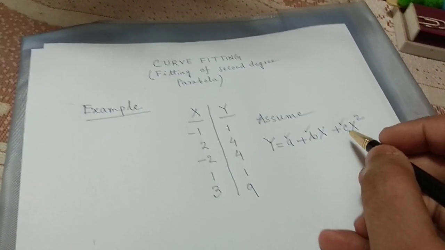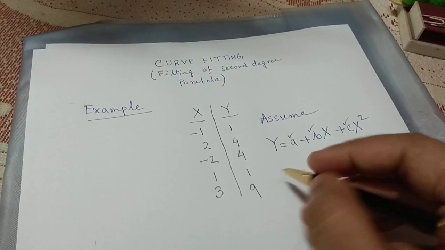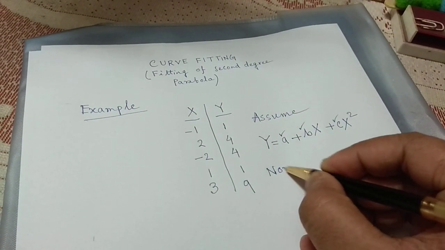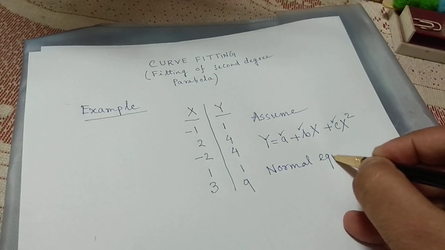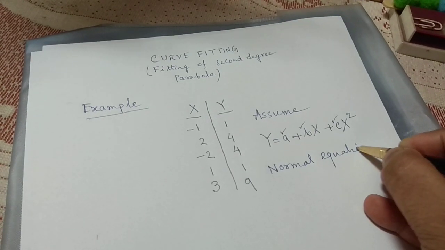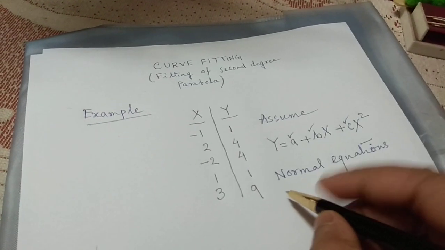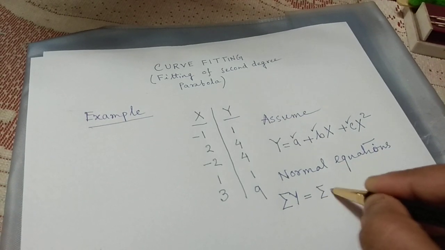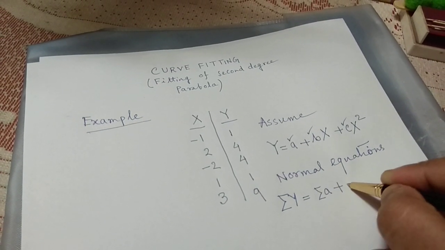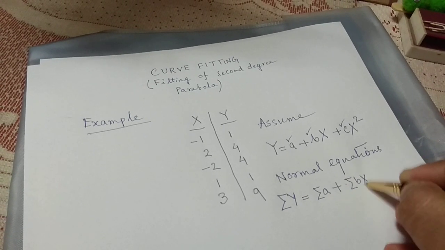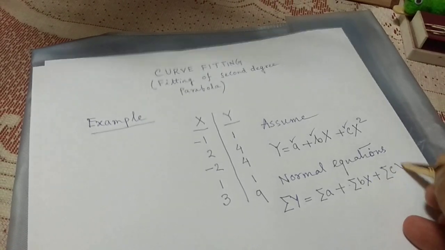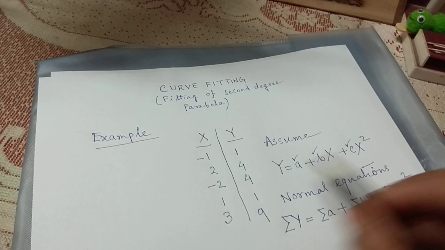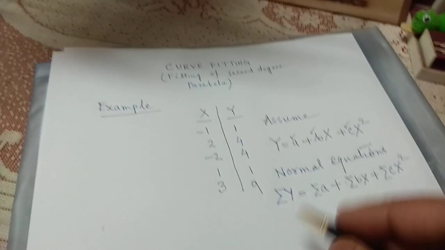To find out the values of these unknowns, we need three equations so that we can solve them and find these values. These equations are called normal equations. So in this case, the normal equations will be: the first normal equation will be this. I'm just preceding these terms with a summation. This is one normal equation.